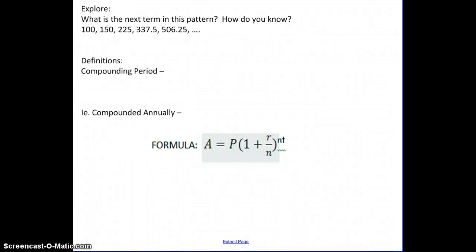Okay, so we're starting today with compound interest, which is section 1.3. We'll start with the explore. What are the next terms in this pattern and how do you know? You should end up with $759.38 because each of these is going up by 150%, or timesing each one by 1.5.